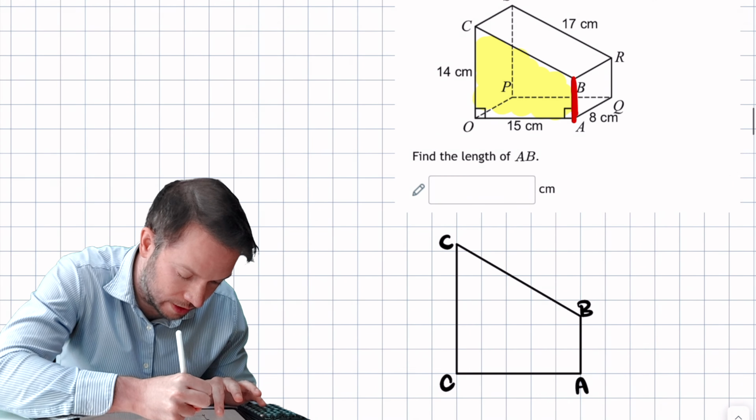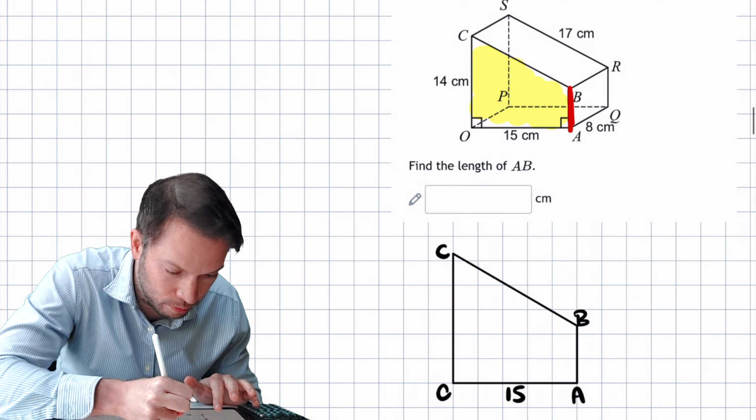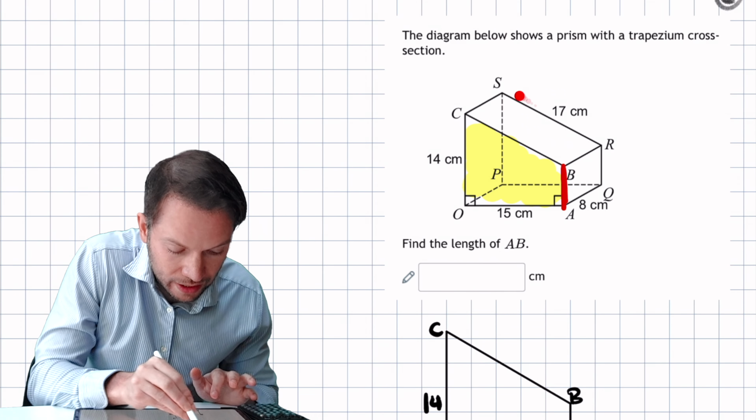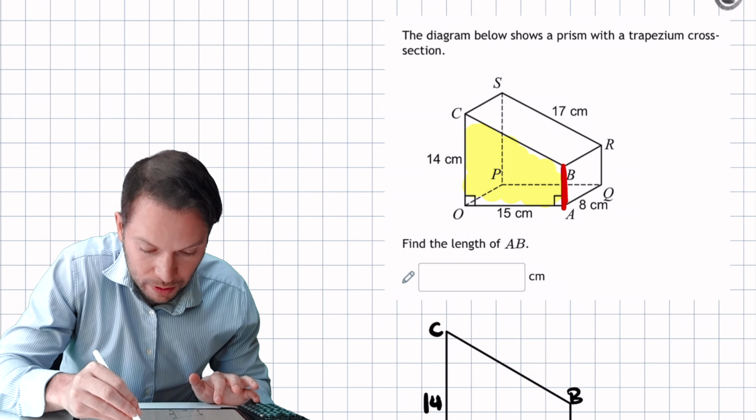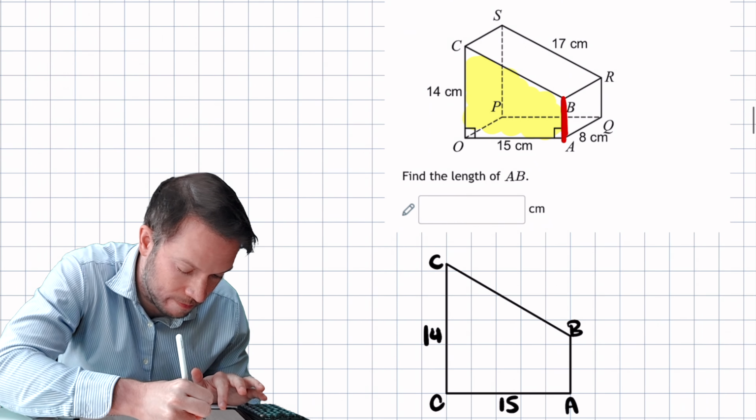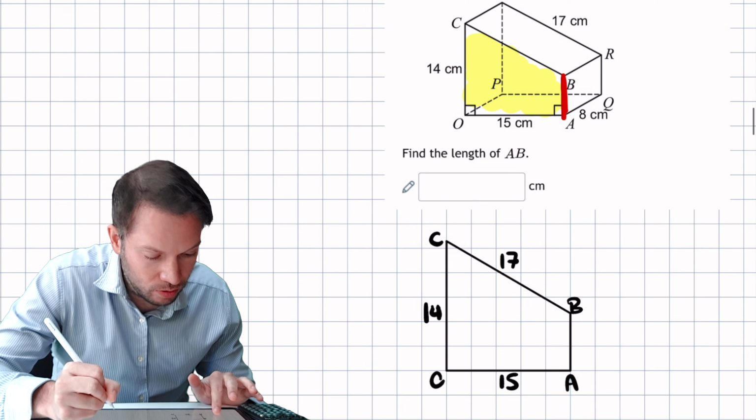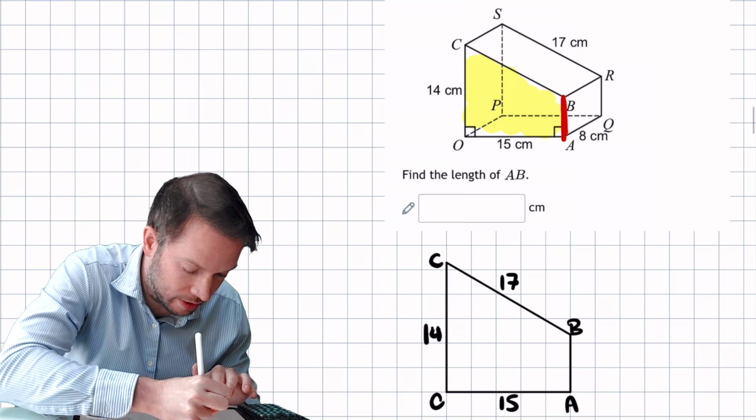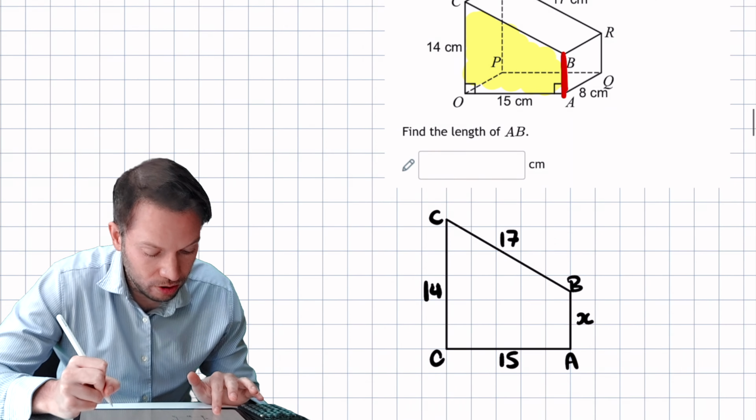And we know quite a lot of lengths. We know this is 15 down here. We know this is 14. And we know, well, if this is 17 here, that's also going to be 17 as well, isn't it? So we can put 17 as BC. And we want to try and find AB, which is here. Let's call it X. We're trying to find the value of X.